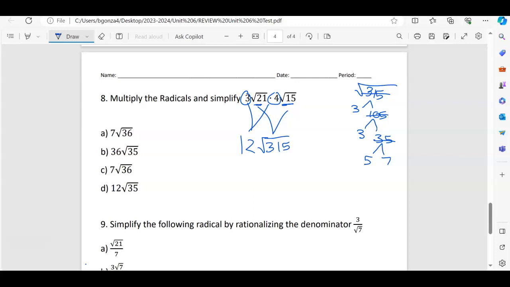Now, do I have any pairs? Yes, I have a pair of 3. And remember, there's a 12 outside. So that 12 and that 3 have to multiply to make 36. It's not just 3 on the outside. Okay, don't forget that 12 out there. And 5 times 7 is 35. Okay. That's how it works.